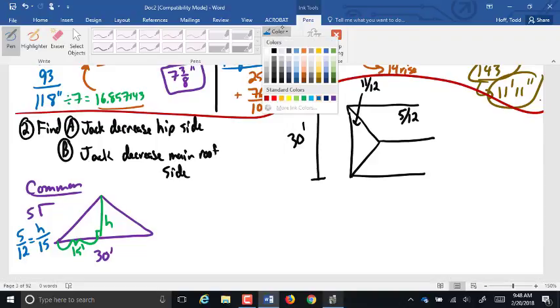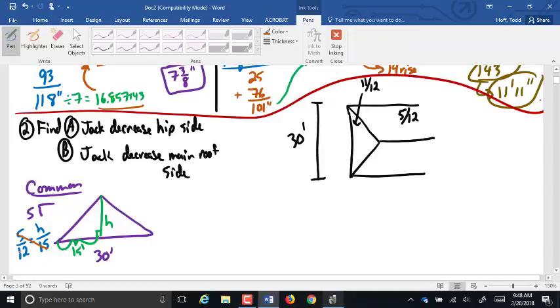You got 5/12 equals h over 15, so we cross multiply and divide. 5 times 15 is 75, divided by 12 is a height of 6 1/4, right? 6 1/4 feet. 6.25 feet will do for simplicity. So then what?